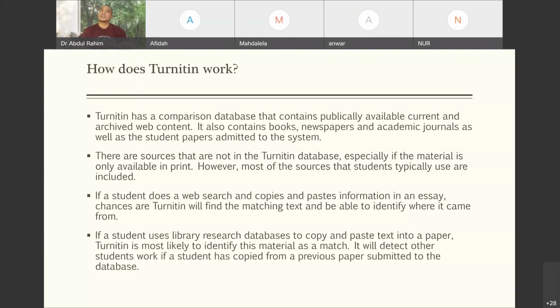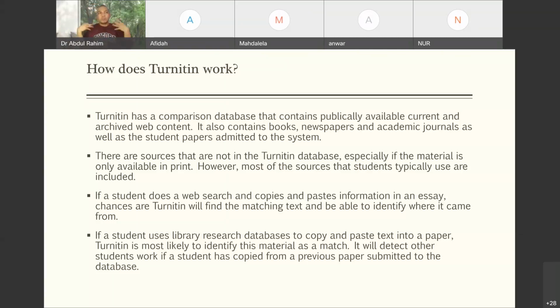So that's why Turnitin is a simple software, but sophisticated in a certain way, because it has the ability to trace all the information, where the student has done all this copy-pasting and so on. Not only students, even lecturers. Okay, so if a student uses a library research database to copy, it will most likely identify this material as a match. It will detect other students' work if a student has copied from a previous paper submitted to the database.